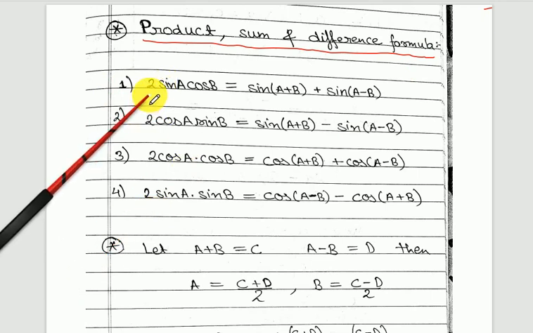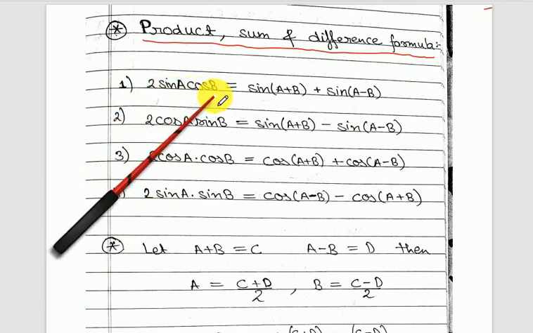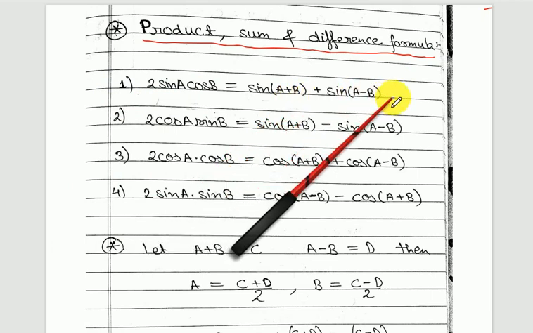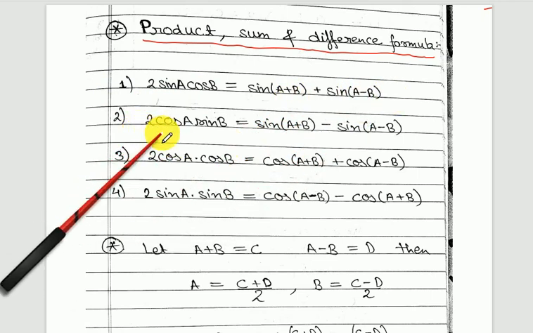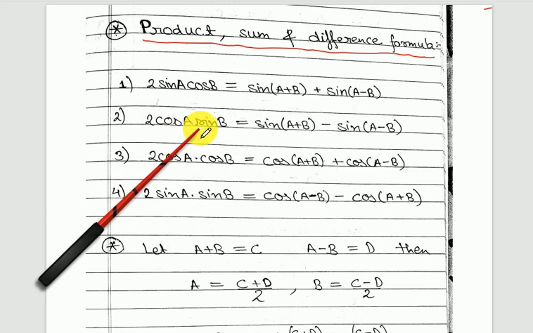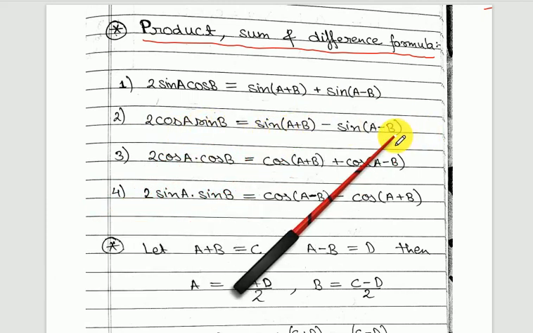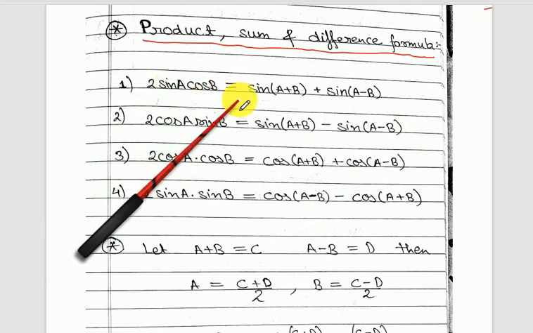So the first one is 2 times sine A into cos B is equal to sine (A plus B) plus sine (A minus B). Next is 2 into cos A into sine B is equal to sine (A plus B) minus sine (A minus B). Here A and B are angles.